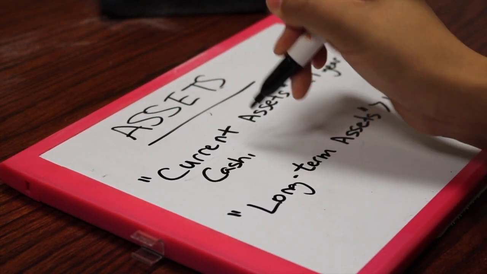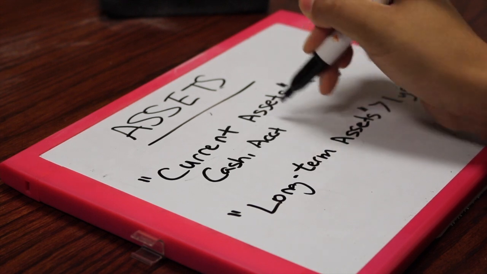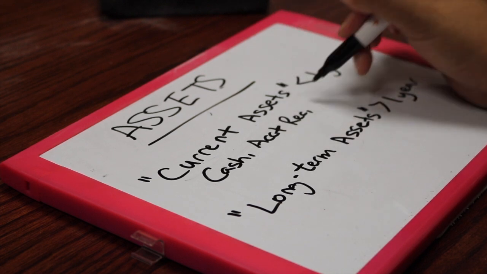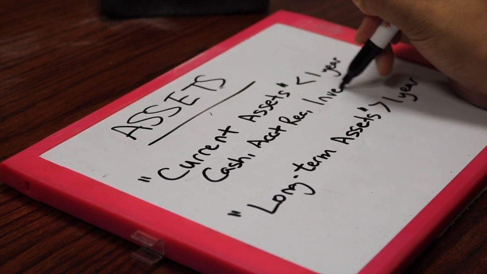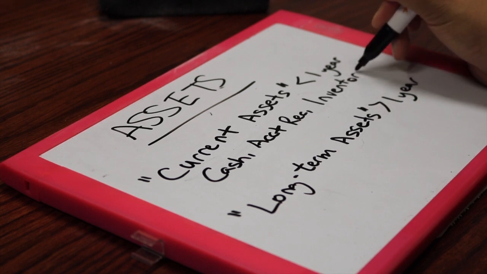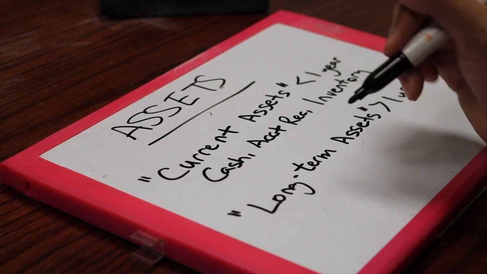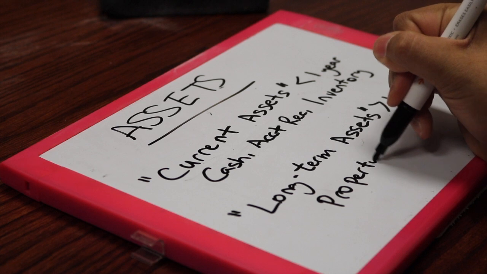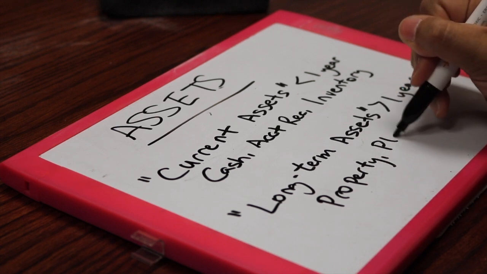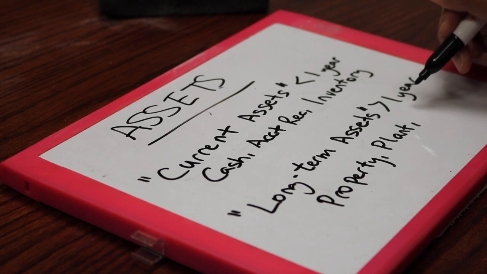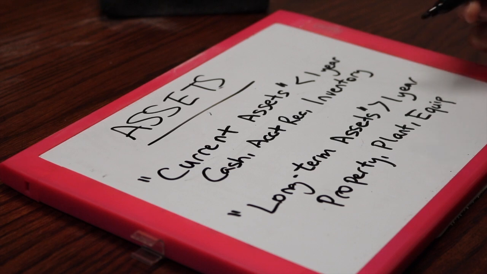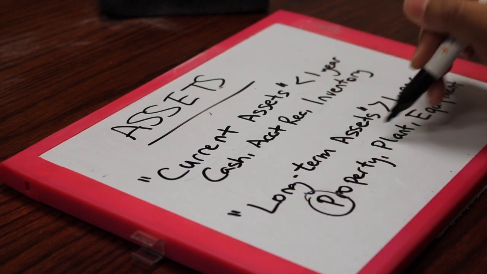The most common forms of current assets are cash, accounts receivable, and inventory, and long-term assets include property, plant, and equipment, commonly referred to as PP&E.